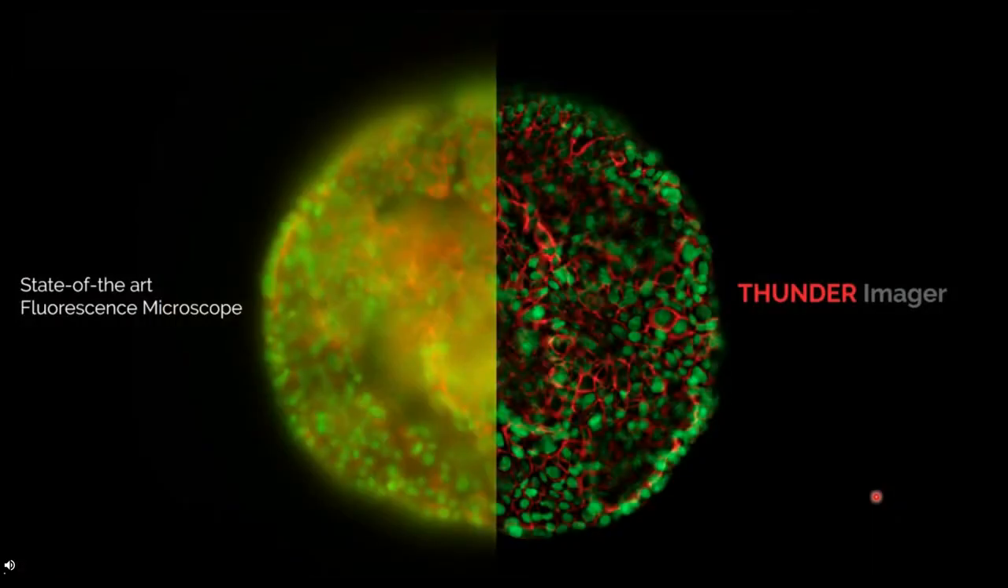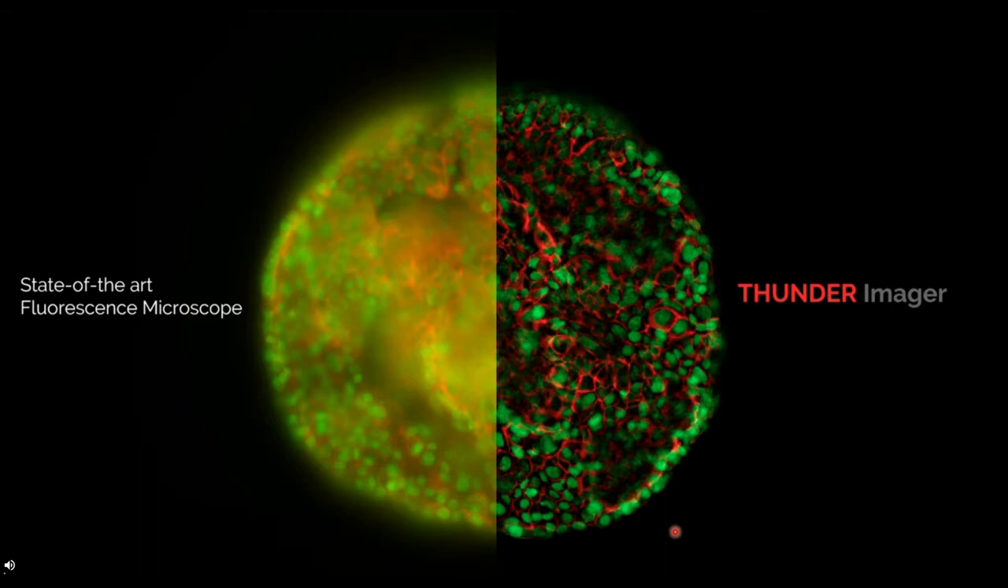So if we go back to that example of a tumor spheroid we saw a few slides ago, on the left we have our state-of-the-art fluorescence microscope wide field image. It's blurry, it has a lot of background, but we can see our structural details behind that. After Thunder, the background and blur is removed, we have better signal to noise, and we can see our structural details much more easily in the tumor spheroid.